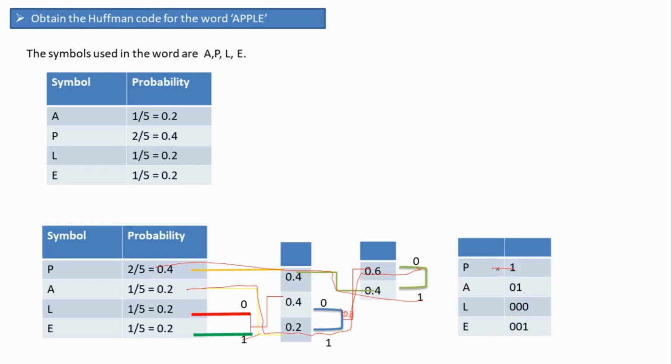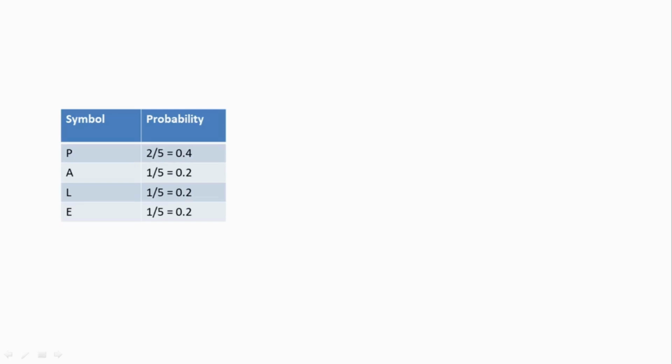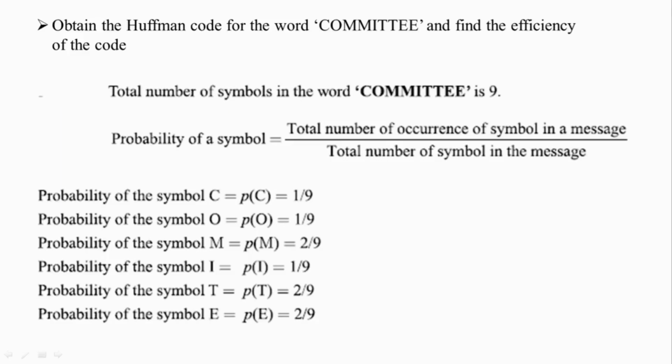So these are the code words for these symbols. For P, it is 1. For A, it is 0, 1. For L, 0, 0, 0. For E, 0, 0, 1. That is the code words for the word apple. Next, let's take another example.